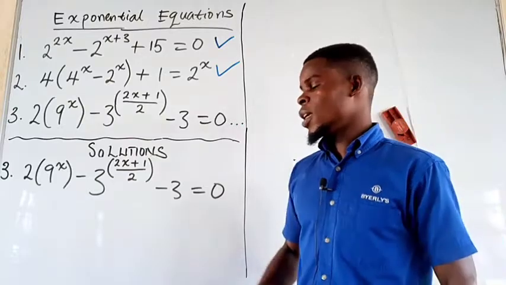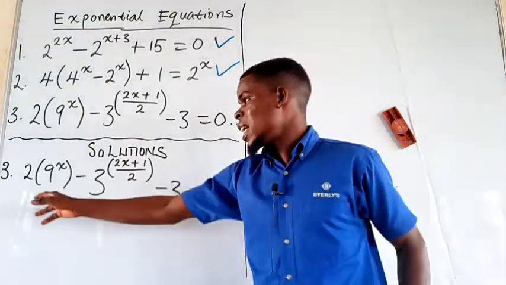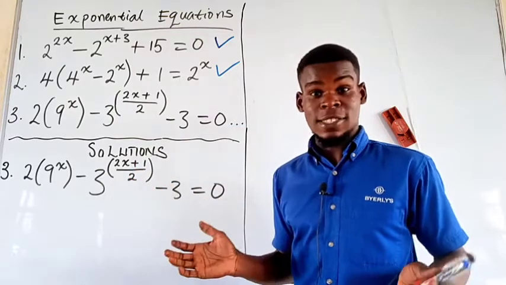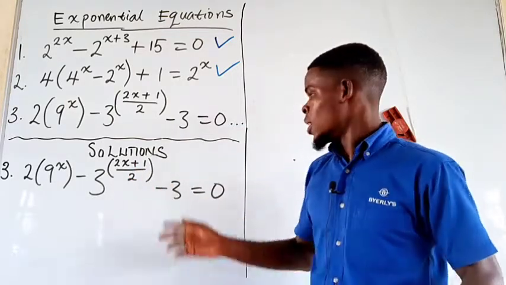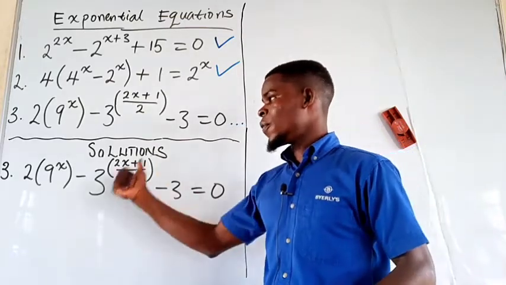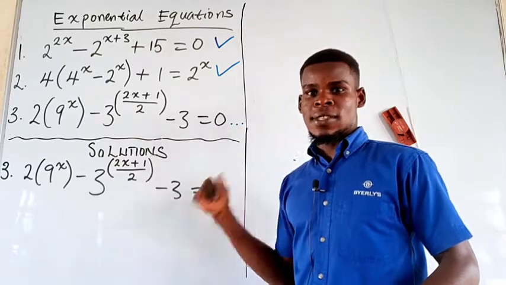Now this number 3, we will have that 2 times this and then this to power this. The power is a little bit complex. In fact, it is nothing. We can deal with it. We subtract 3 from that and it is equal to 0. So solve for the value of x such that this equation is satisfied.